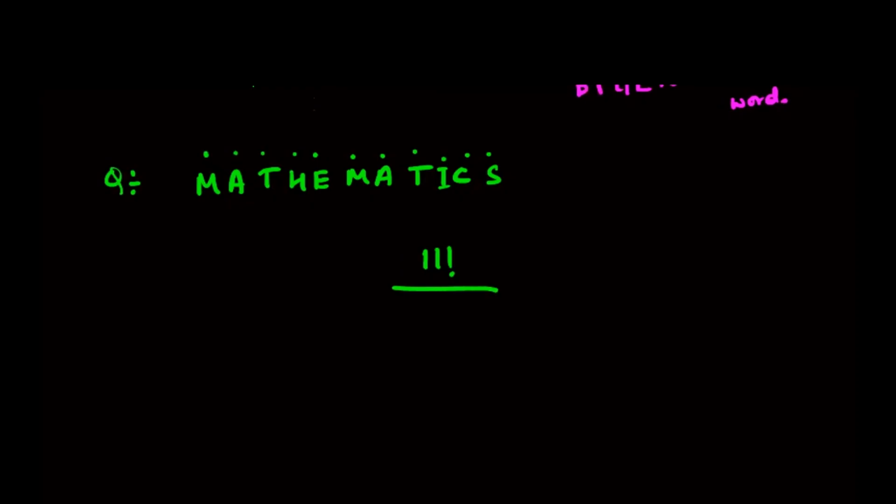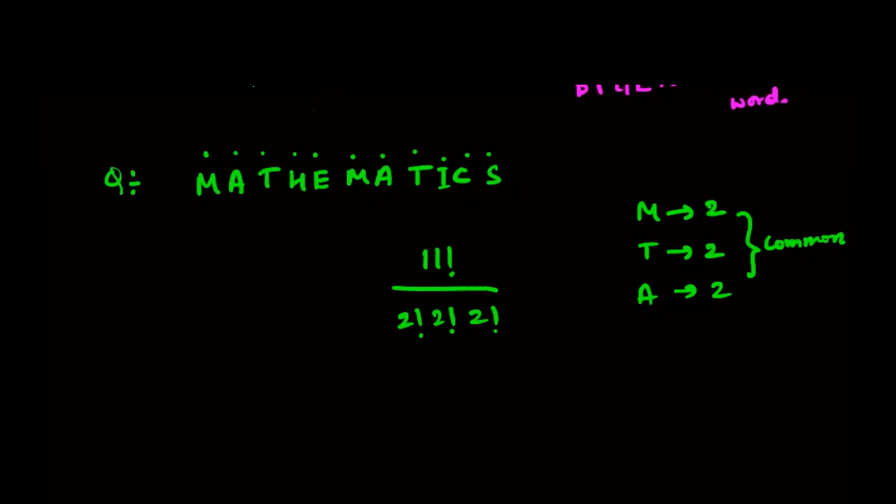are repeating. So 2 M's are there, isn't it? 2 T's are there, right? And then 2 A's are also there. So these are the common things. We know that whatever is common, we put them in the denominator. So what do we write it as? 2 factorial times 2 factorial times 2 factorial. Are you getting a sense out of it? Yes. So that's the thing.